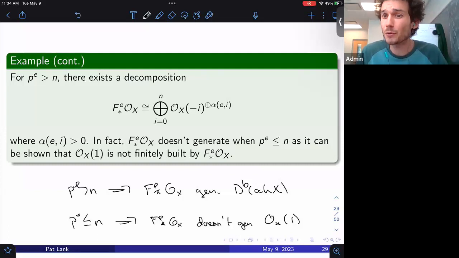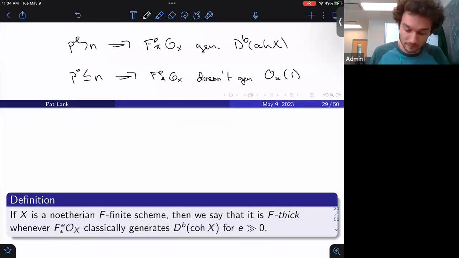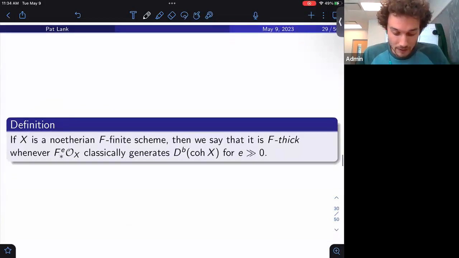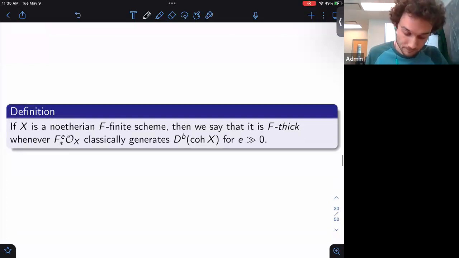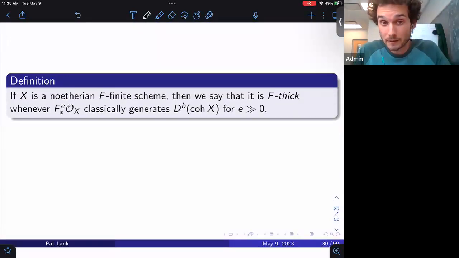Well, can I do this for other things? Not quite, which I'll get to in a sec. So if I take a noetherian F-finite scheme, I say that it's F-thick when I can push forward the structure sheaf sufficiently many times by the Frobenius morphism and produce a classical generator. Now we could say maybe strong generator, but let's just be as general as possible. Not strong, but just classical. Let's just worry about that for now. As we saw, projective space is F-thick. Everything that's affine is F-thick.